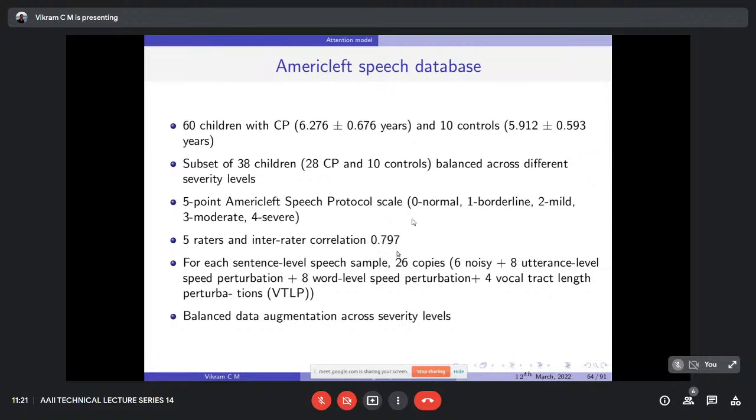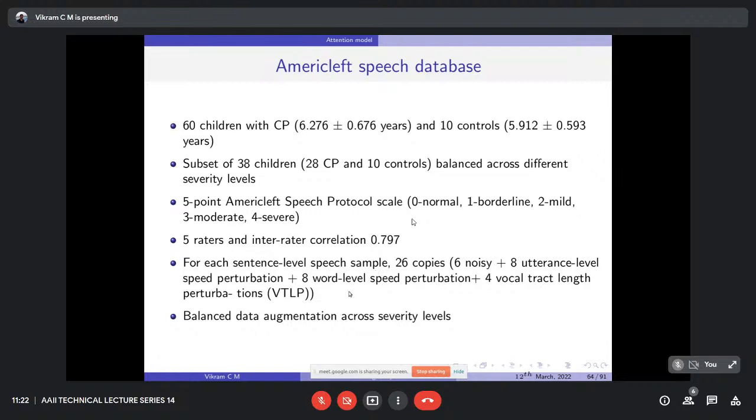We are getting very good correlation here. One more thing is, since we are training the deep learning model, we need some data augmentation, because originally the sample size is very small. That means we have a very small database. For that we did data augmentation. For each sample we made 26 copies of the speech signal by using noise augmentation, then utterance level and word level speed perturbation, and vocal tract length perturbations.